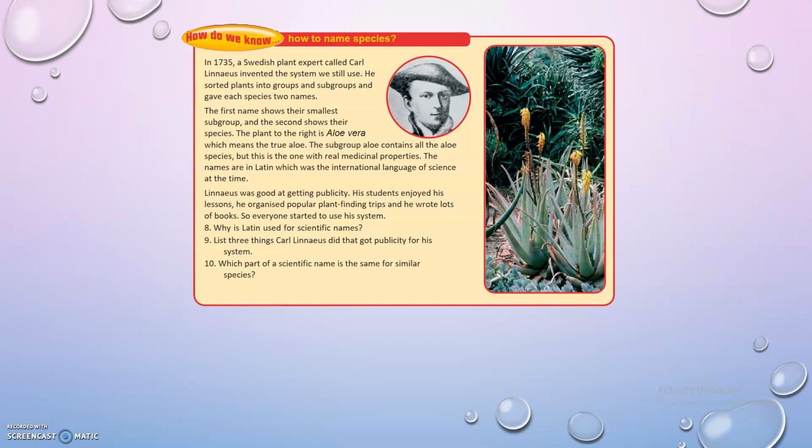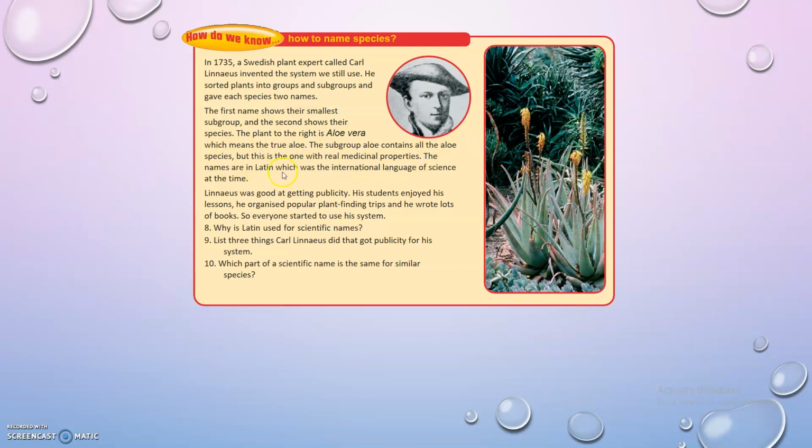So just like that, Carl Linnaeus sorted plants into groups and subgroups and gave each species two names. The first name shows their smallest subgroup and the second shows their species. Okay, the plant to the right is aloe vera. I hope you all know this. Aloe vera, which means true aloe. This subgroup aloe contains all the aloe species, but this is the one with real medicinal properties.